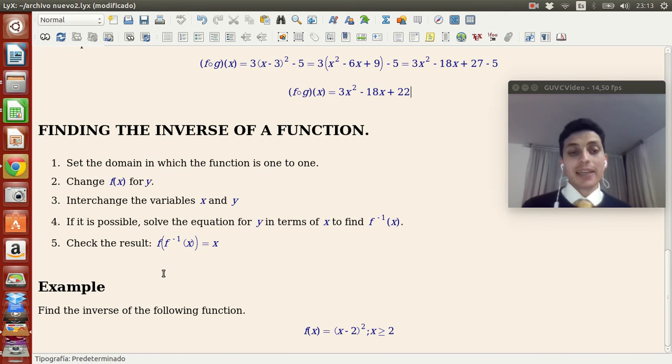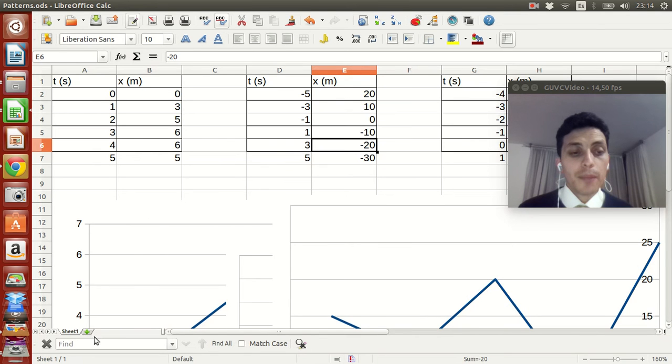Okay, maybe you don't understand the steps. We're going to apply them. Find the inverse of the following function. f(x) equals (x minus 2) to the second power, and x is greater than or equal to 2. Why should x be greater than or equal to 2? Because if not, the function is not one-to-one. Let me show you why.